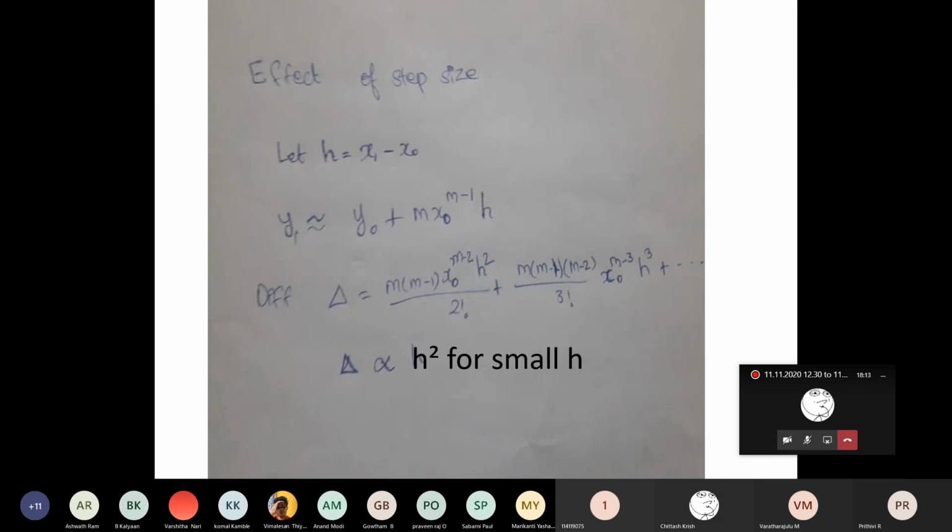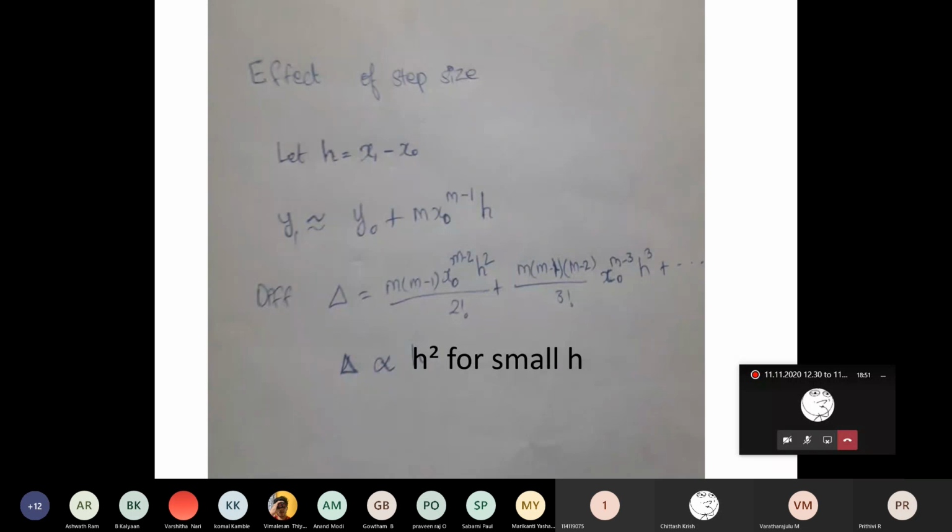Now we shall see the effect of step size in the approximation. The step size is nothing but the difference between x1 and x0. So if we substitute h equal to x1 minus x0 in the formula for the linear approximation, we can see y1 equal to y0 plus m into x0 power m minus 1 into h. The difference, that is, the error, will be the remaining part of the Taylor series.